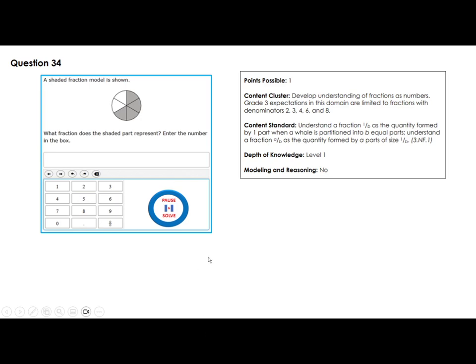This is another one I call a piece of cake. A shaded fraction model is shown. What fraction does the shaded part represent? First of all, you count how many total you have: 1, 2, 3, 4, 5, 6. You have 6 pieces total. How many are shaded? 1, 2, 3, 4. So that is 4 over 6. If you want to reduce it to 2 over 3, that's fine as well.